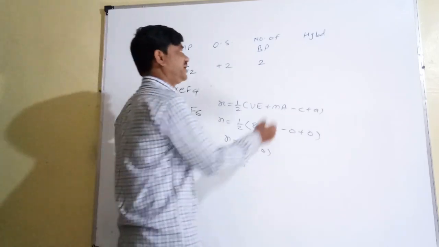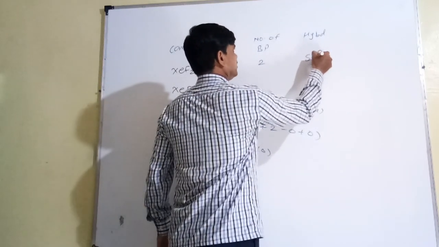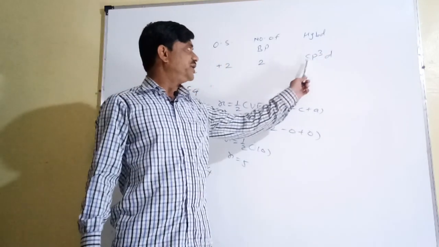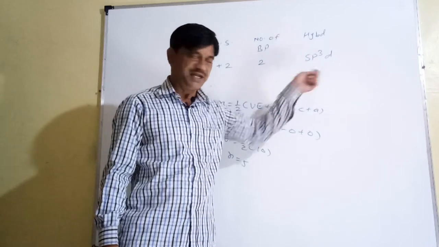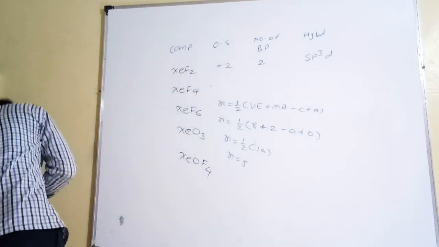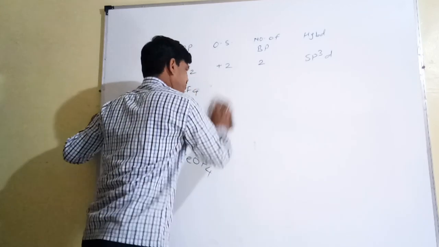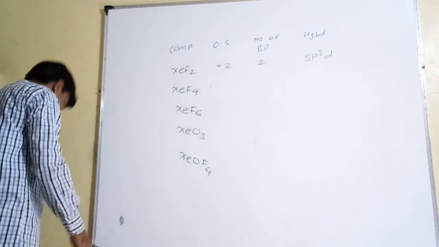X equal to 5 indicates which hybridization? sp3d. How many hybrid orbitals are there? 5: 1 s, 3 p and 1 d orbital. So likewise, you can easily check the hybridization in case of the remaining species. So check one by one.